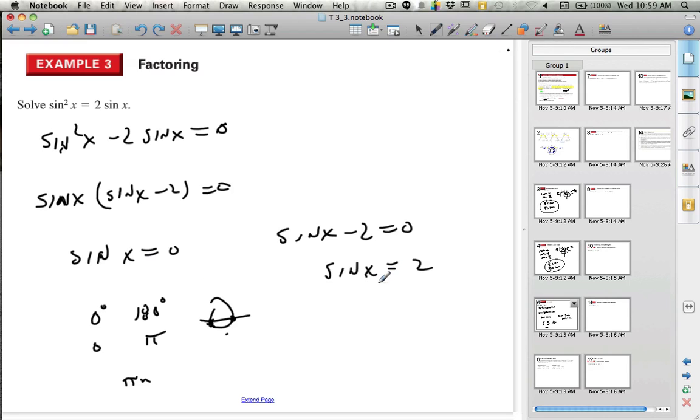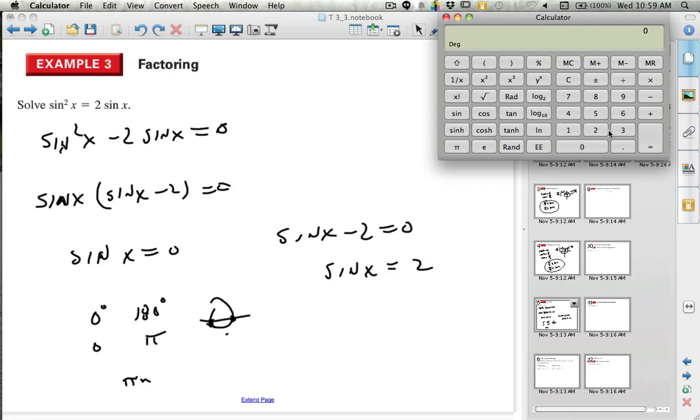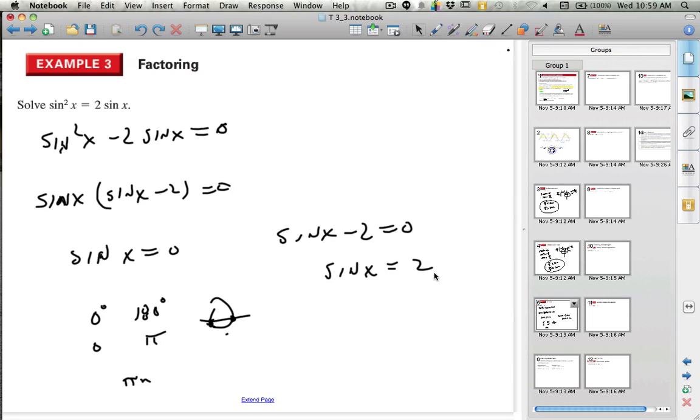And where is sine of x equal to 2? If we pop open our calculator and we do 2 inverse sine, not a number, there is no value of sine that is equal to 2, so this provides no solutions. Okay, so this just becomes my solution, pi times n. You could have thought of this as 2 pi n, and then over here it would have been pi plus 2 pi n, but these combine to just be pi times n.